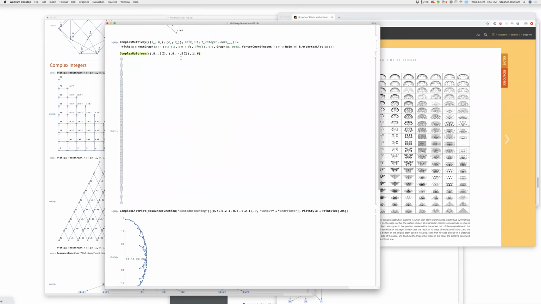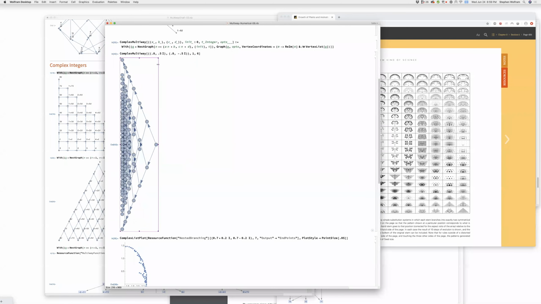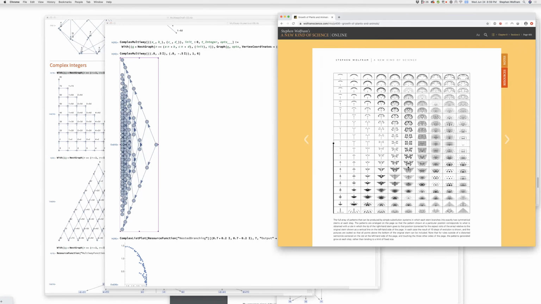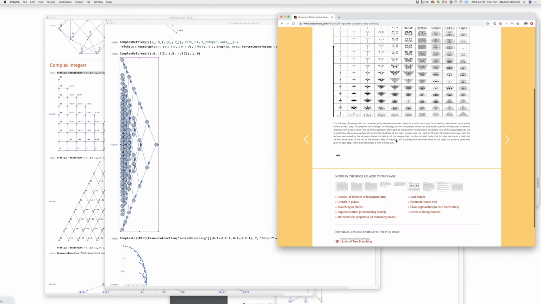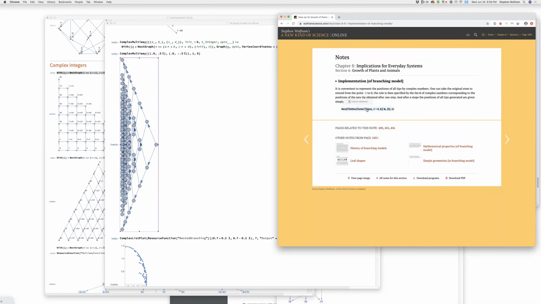This is multiplying by. Let's try to understand what this is doing relative to what this is doing. Okay, so in this case, implementation of the branching model. This is saying outer times of 1 plus hash sign. We can take the original stem to extend from the point -1 to 0. The rule is then specified by a list of complex numbers corresponding to the positions of the tip.